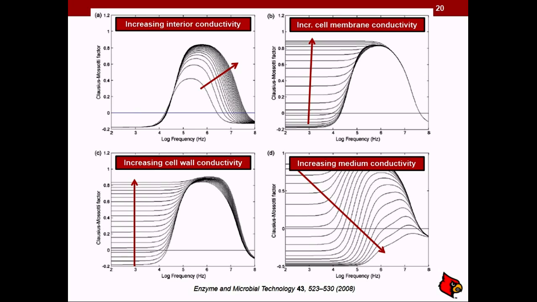So if you have cells of two different membrane conductivities after some reaction and you want to sort those based on their behavior, you can design your system accordingly, tuning the medium, etc., to get the separation characteristics that you want in order to properly apply dielectrophoresis for your system.